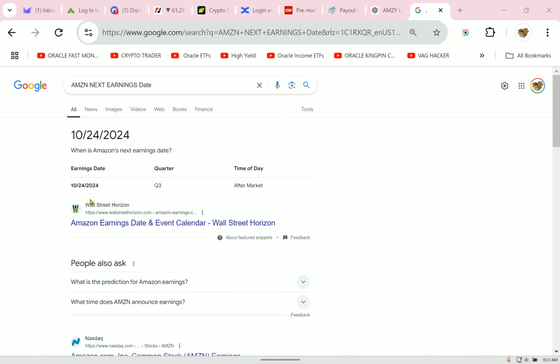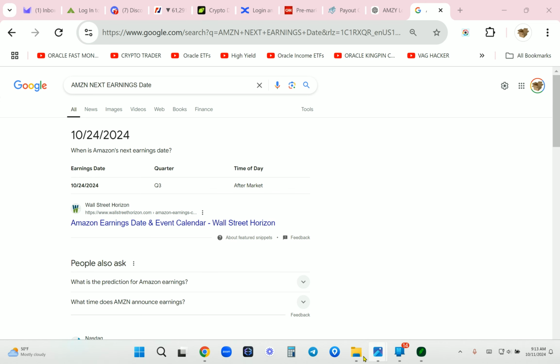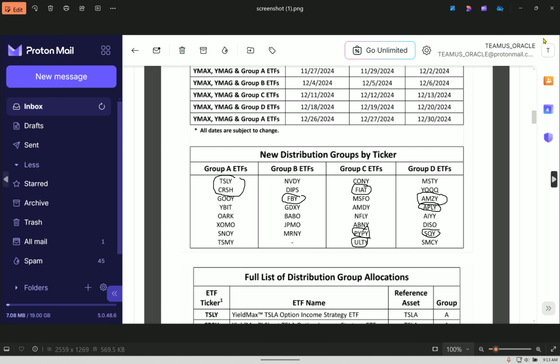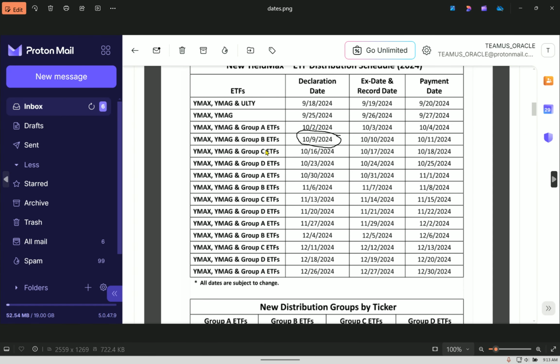Amazon is going to report on the 24th. Okay, we got Group D, AMZY. Group D is going to pay out, whoa, declaration date is on the 23rd. That means that to get the dividend, well, you won't recover from the dividend. You'll have to stay in for earnings.